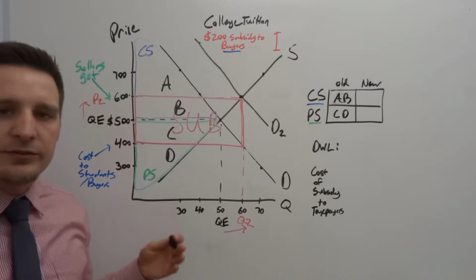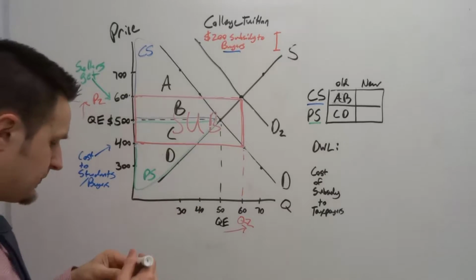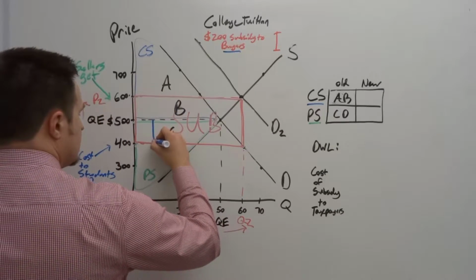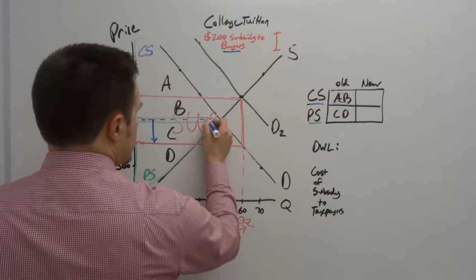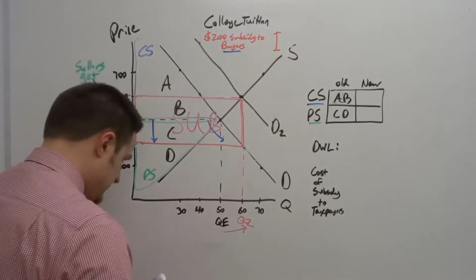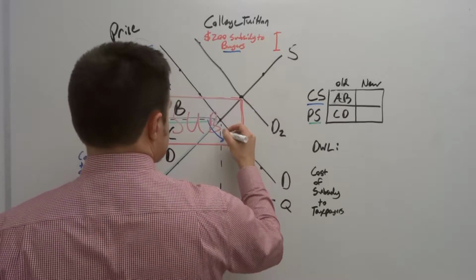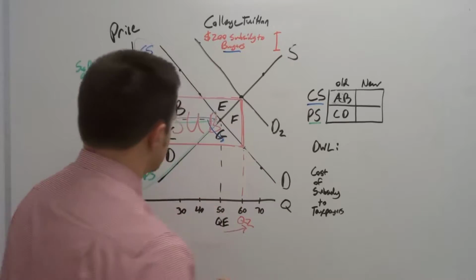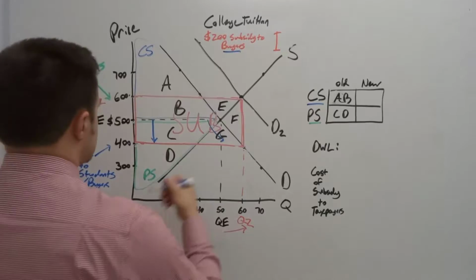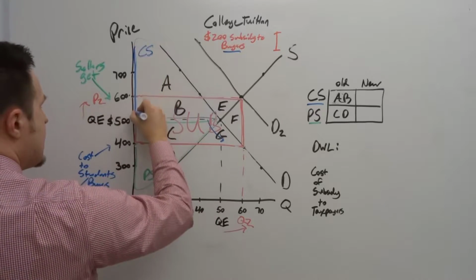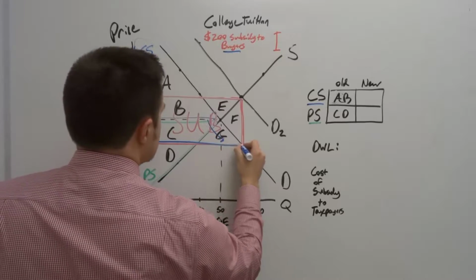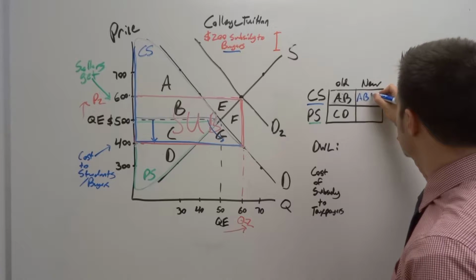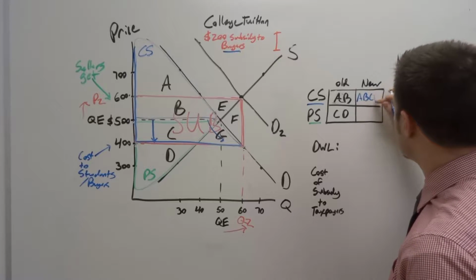However, now that we have added the subsidy in place, the consumers are now going to be paying less out of pocket. So they're going to capture these other areas. I'll just make up some letters here. We've got areas E, F, and G. So the consumer surplus is now going to be not just A and B, but areas A, B, C, and G. So A, B, C, and G.